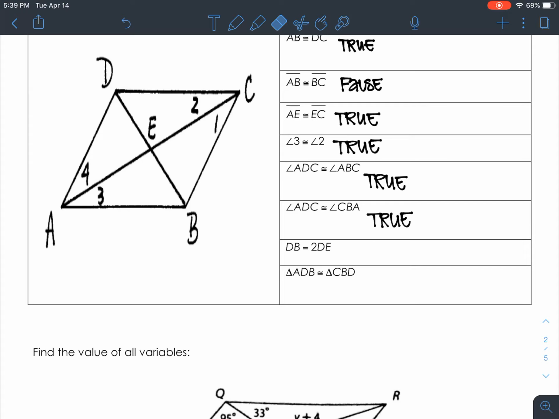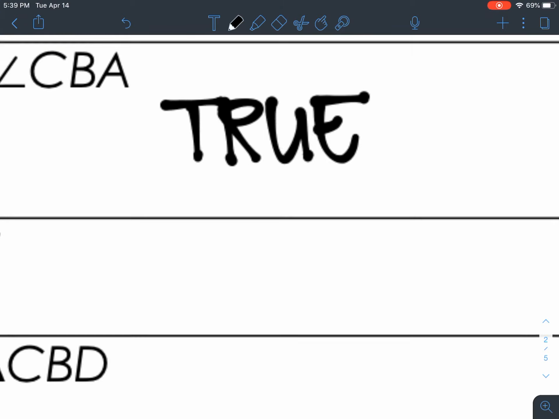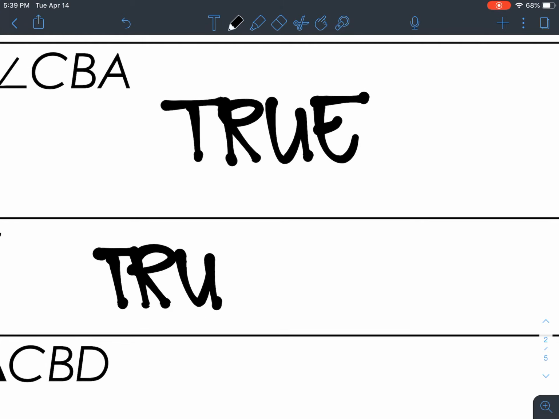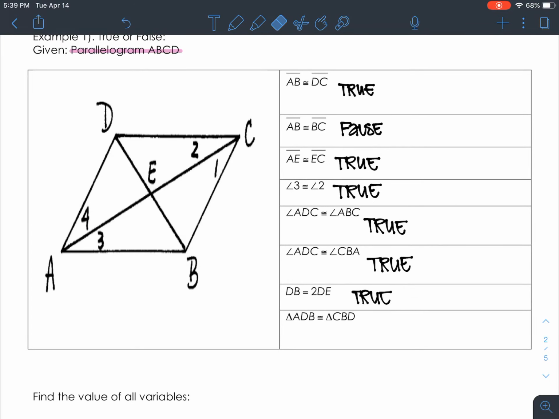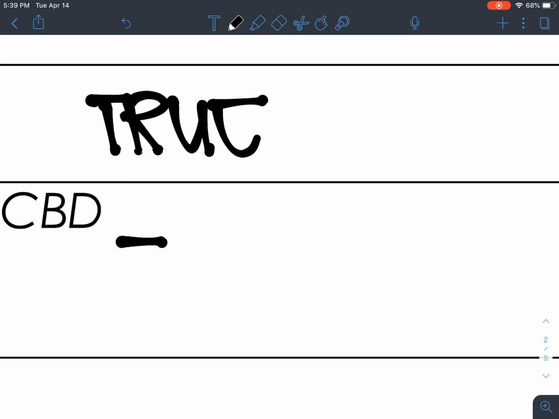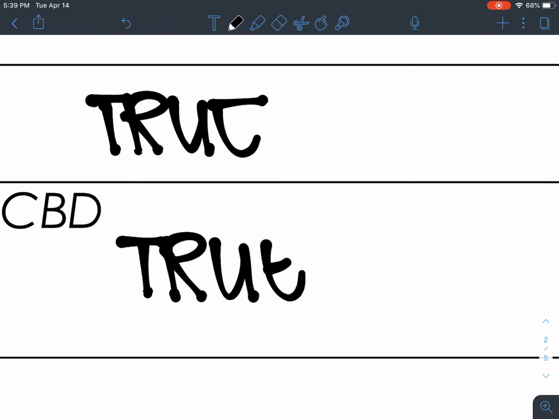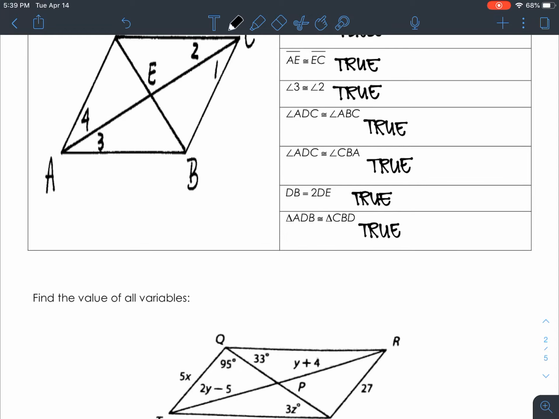All right, next one, DB. So the length of DB is twice DE. This is also true, and that's because, once again, diagonals bisect each other, which means that this segment has to be congruent to this segment. So if you added up DE plus EB, that would have to equal all of DB, and since DE is equal to EB, DB is double that. All right, last one, triangle ADB is congruent to triangle CBD, and this is also true because we know that the diagonals split the parallelogram into two congruent triangles.